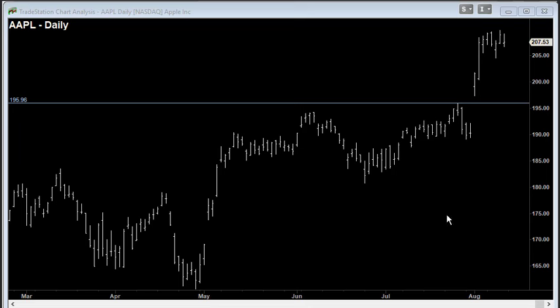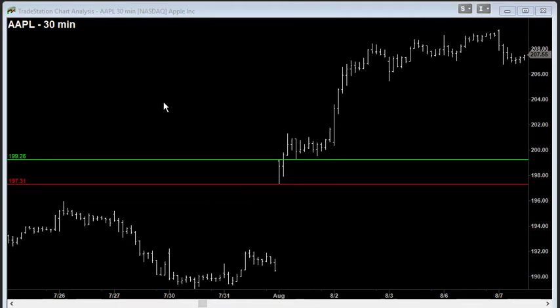So we'll start with, this is your daily chart. Now let's go to a lower time frame. This is a 30-minute chart at that same period of time when Apple gapped up on strong earnings. And you'll notice I have a green line and a red line. The green line is where we're going to talk about executing the trade for a long, and the red line would be where the stop would go.